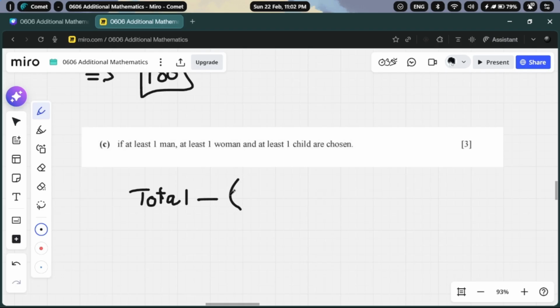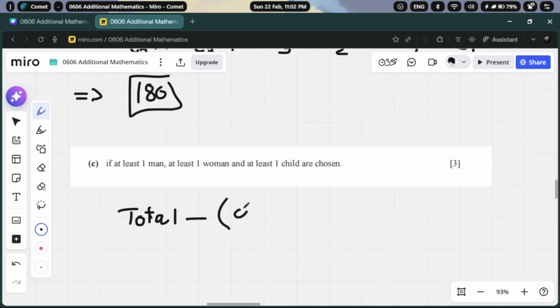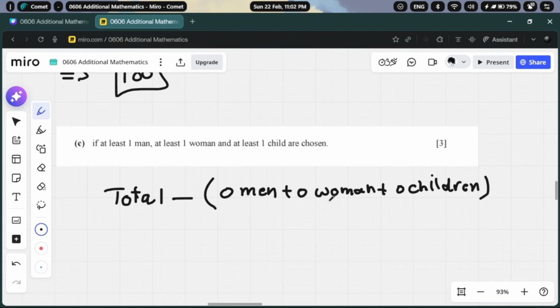minus the case where there are 0 men, plus the case where there are 0 women, plus the case where there are 0 children. Now the reason this works is because of complements, complement events.